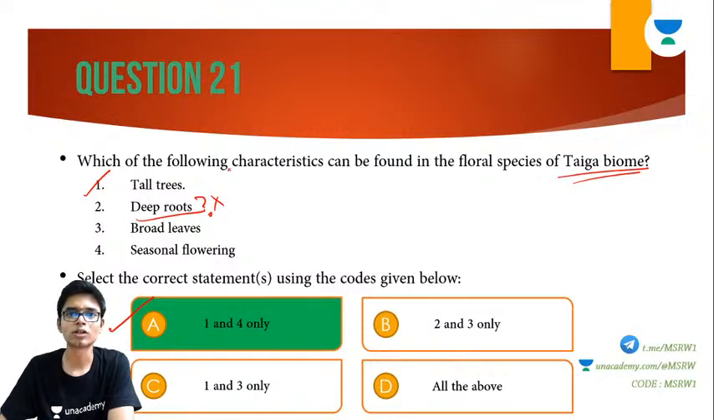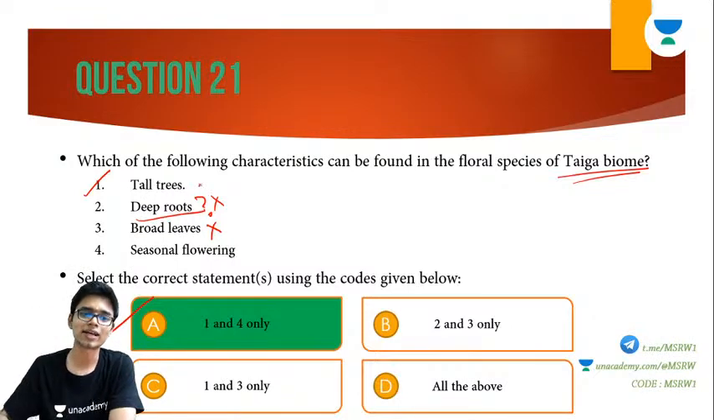As I have told you, the top soil is very narrow. Underneath it is permafrost, so roots cannot go deeper. So deep roots are not there. It is shallow roots. Third one, broad leaves. No, most of the forests in the taiga biome are basically coniferous. You know the Christmas tree, na? The coniferous kind of vegetation. So the leaves are not broad. They are spine-like, needle-like. So the third one is also wrong.